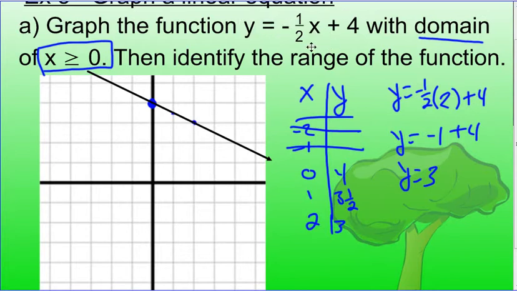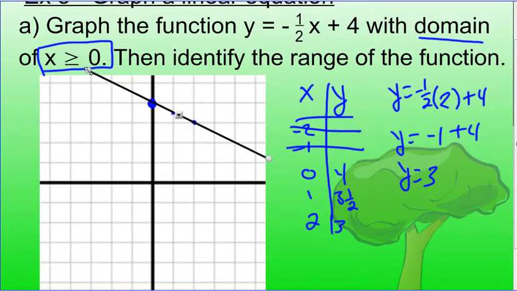But what we did not do when we graphed this is pay attention to this again. On purpose this time, but we didn't pay attention to this. It says x is bigger than or equal to 0, which means you're not allowed to have any values that have an x value less than 0. So anything on this side over here is not allowed.